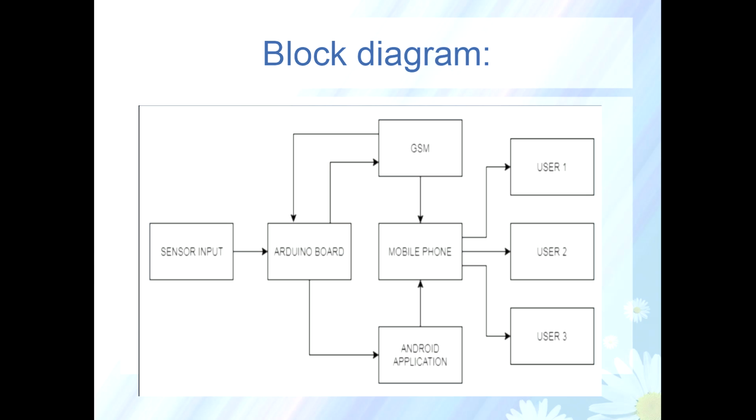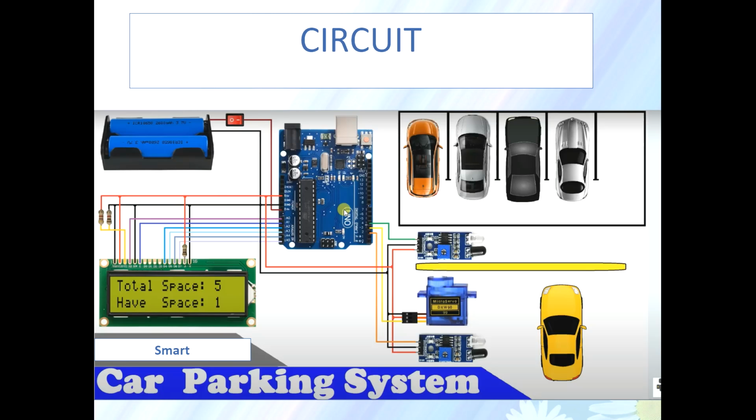And this block diagram shows us that users can make use of the mobile app and GSM to know the nearest parking area and the free slots which are available there. And this circuit shows us that we have used batteries. The voltage depends upon the application, Arduino Uno or any other board, and IR sensors are used. We can also keep the sensors in the parking slots so that we can know which parking slots are free or which are full. And here we have an LCD display, and the same display can also be made in the mobile app.